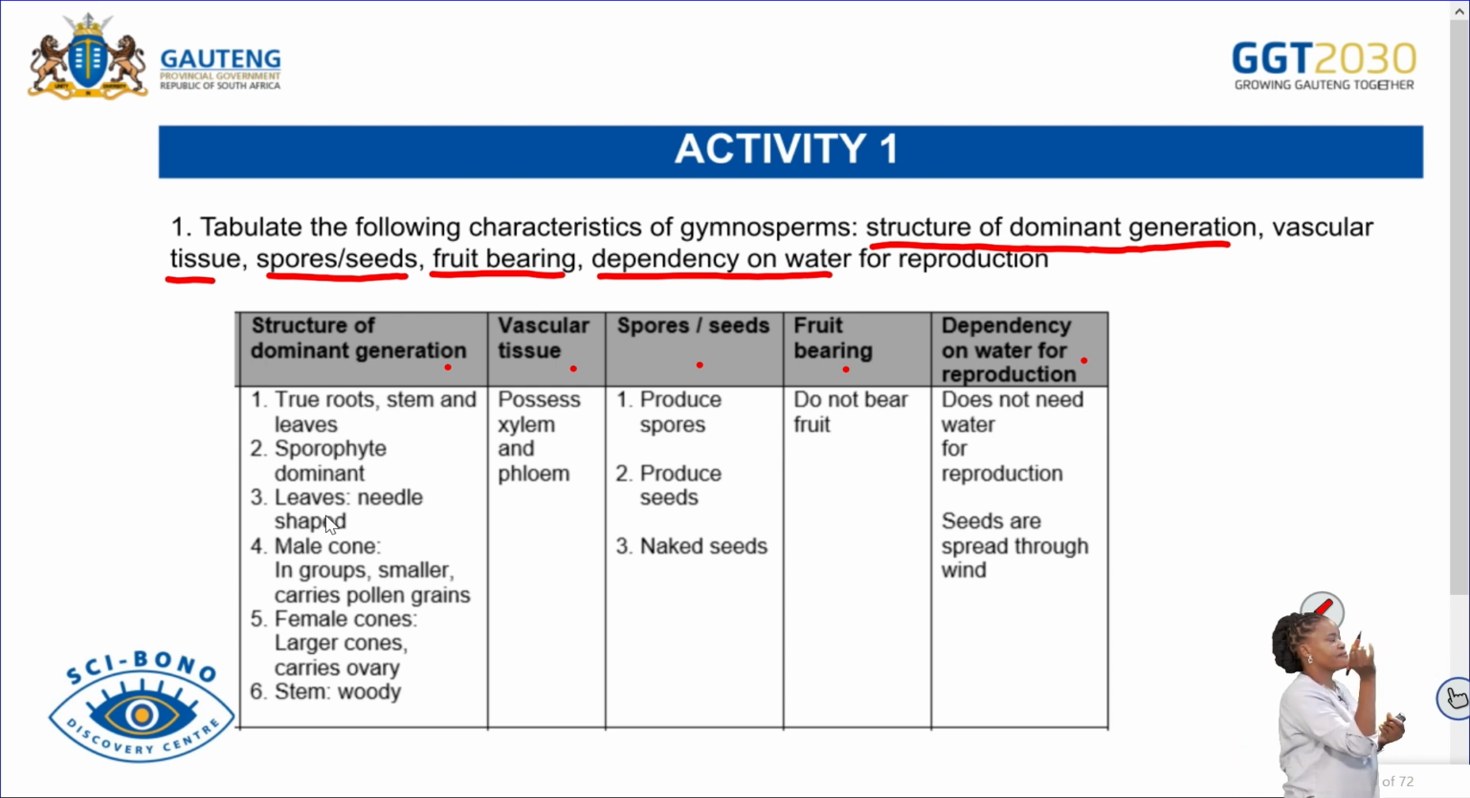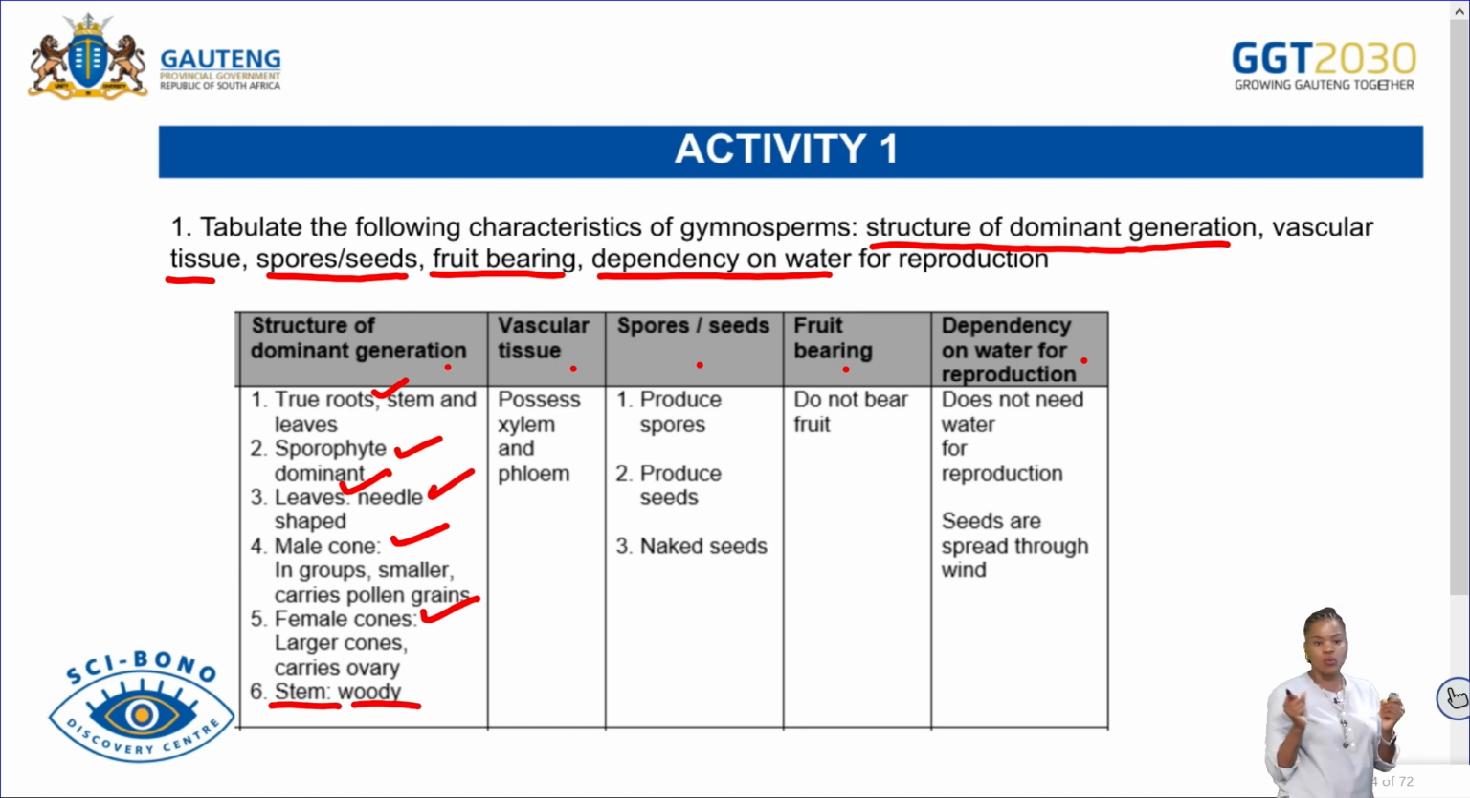So let's look into the first characteristic, the structure of the dominant generation. The structure is that they've got roots, stems and leaves, and the sporophyte generation is the one that is dominant. Do they have leaves? Yes, they do have leaves, which are needle shaped. They also have male cones, and female cones which are larger, and then they have the stem, which is the woody part.